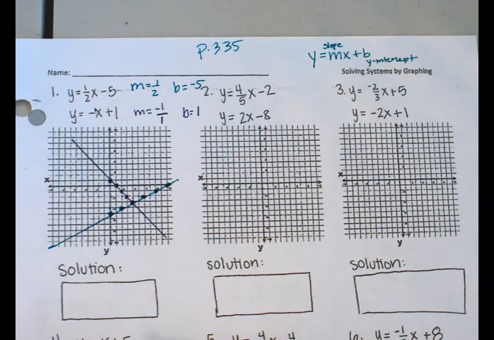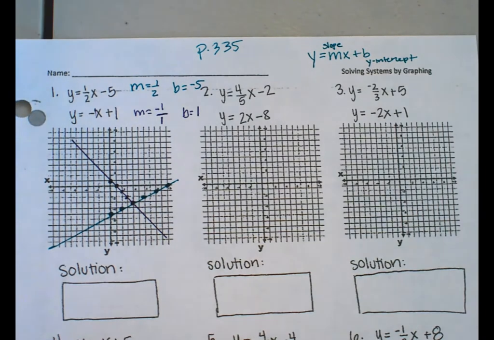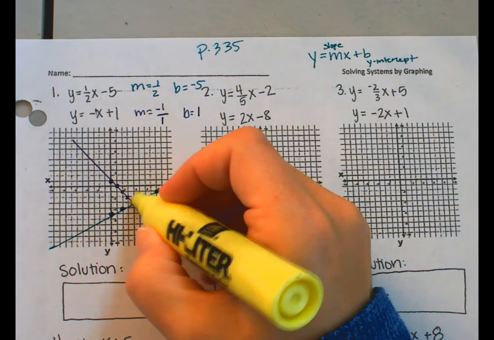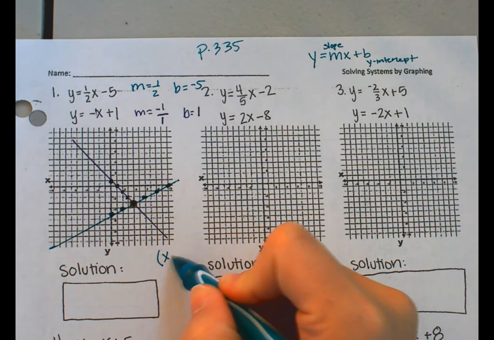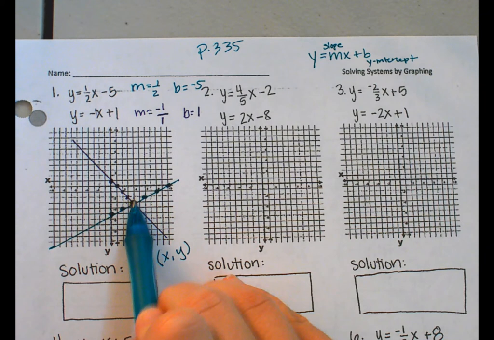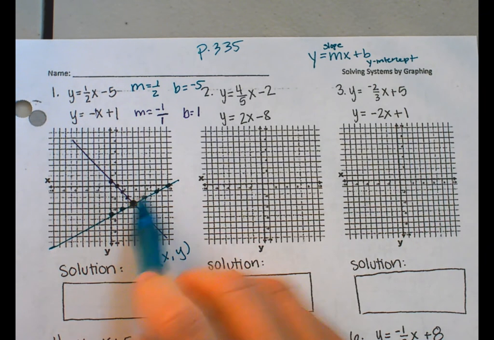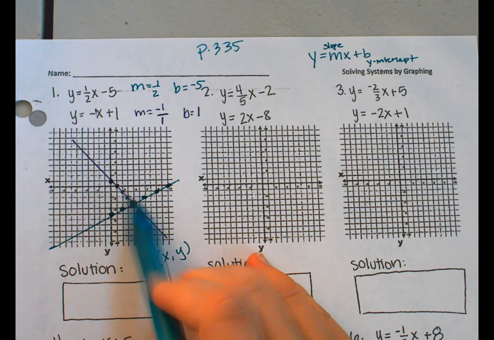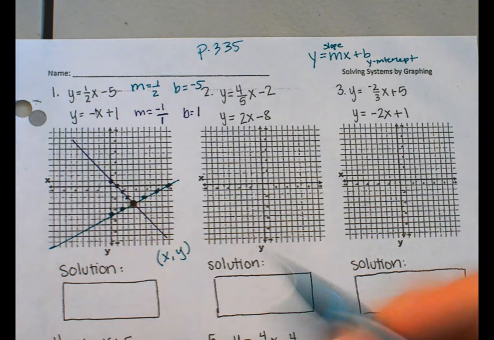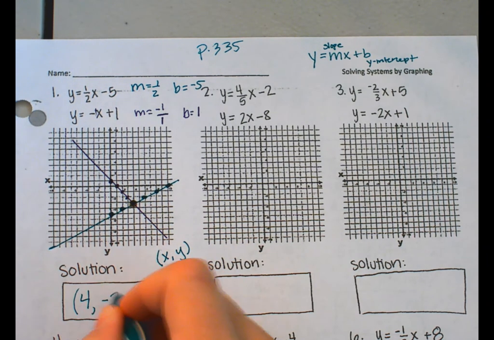And then where those two lines met, which is at this point right here, where they crossed, is our solution. So we're going to write that as the ordered pair. Remember, we write it as x comma y. So we've got to figure out the x value first. So the x value here was 4, and the y value was -3. So my answer would be 4, -3.